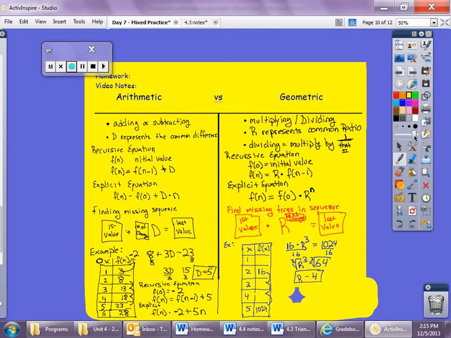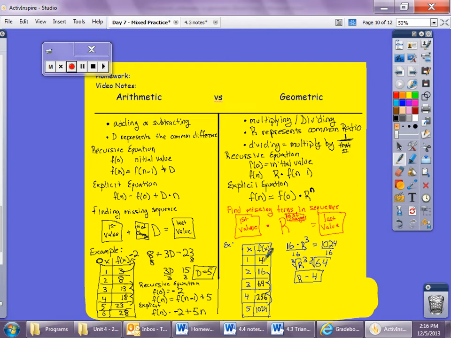And now, let me just cover this back up. Now we can fill this in. So 16 times 4 is 64. 64 times 4 is 256. And then to go back to 1, well, we're multiplying by 4, so we go backwards. What times 4 will give us 16? Well, 16 divided by 4 is 4.